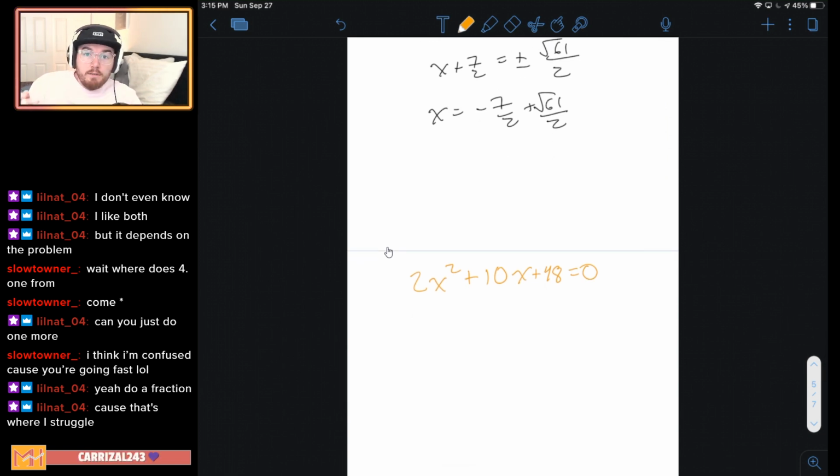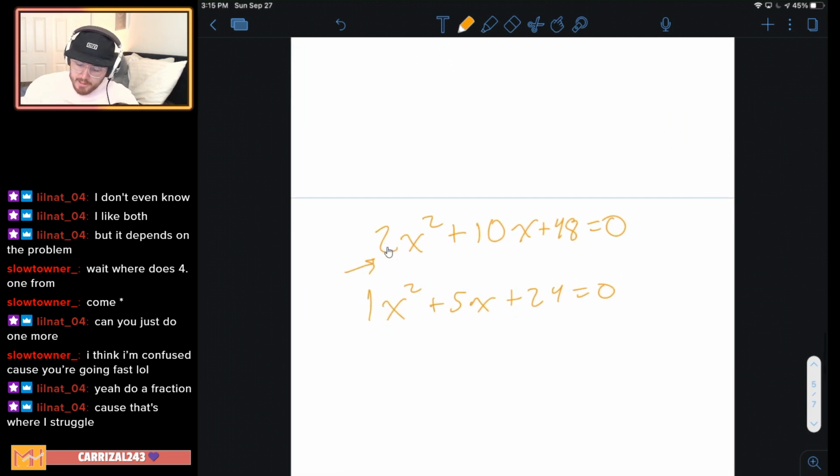I made these all divisible by 2 to make things a little bit easier, but not too easy, and you'll see why that is. So we need to make A 1, right? So that's what I got. All right, perfect. So the next step, sorry, Slow Towner, that I'm going too fast for you. I'm going to slow this down here.